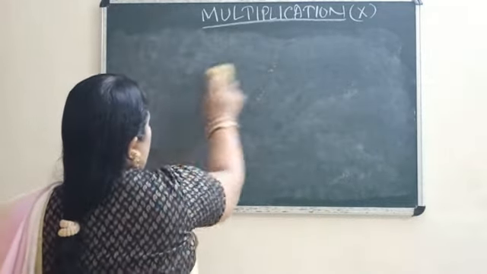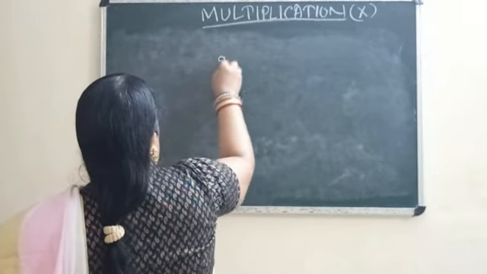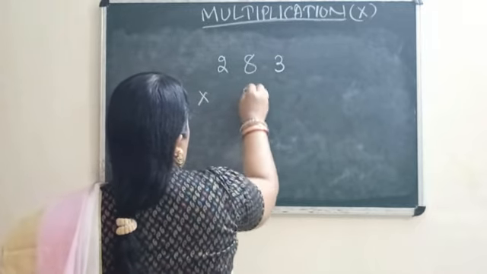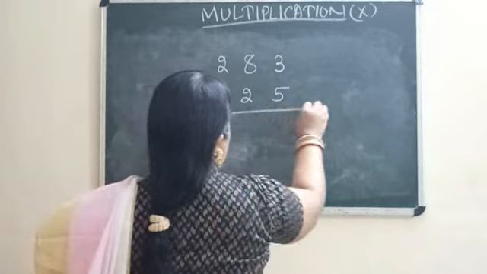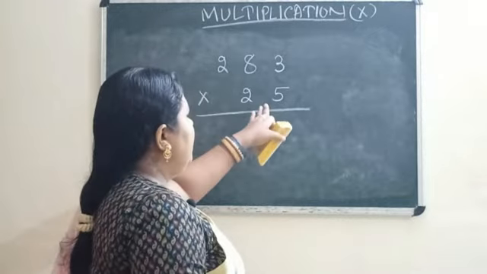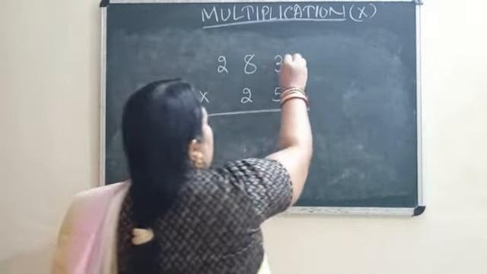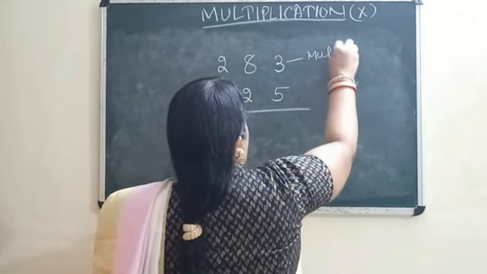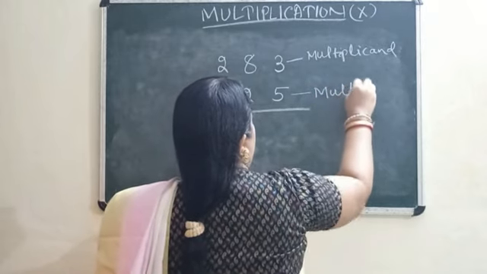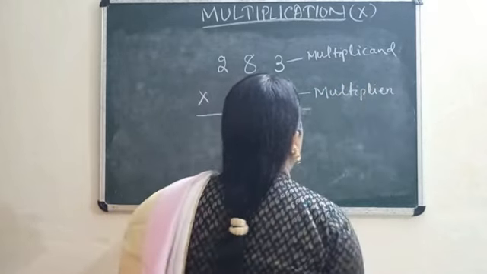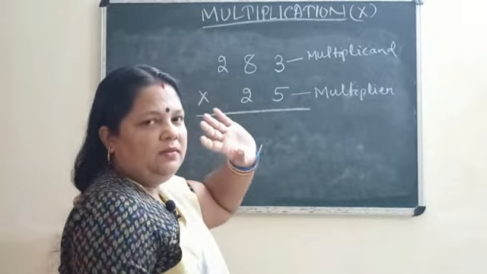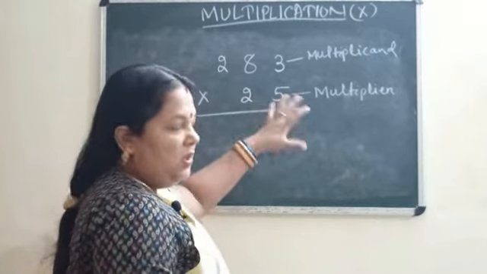So let's take one example of multiplication. Suppose 283 multiply by 25. This number we have taken to multiply, and by 25 you will multiply. So this is your multiplicand and this is your multiplier. Let's start our multiplication. Two methods we can apply. This multiplication we can do in two methods.